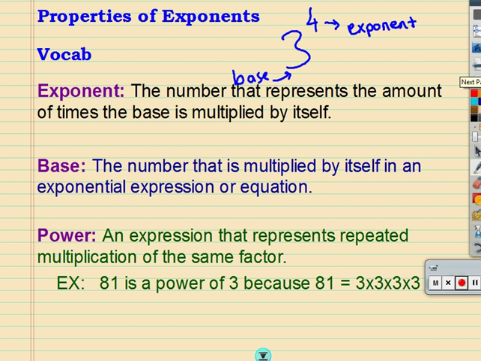Here's our vocab. We are looking into exponents, so the number on the bottom will be the base and the number on the top will be the exponent. Exponent tells us how many times we need to multiply the base by itself. A power is an expression that represents repeated multiplication of the same factor. 81 is a power of 3 because 81 consists of repeated multiplications of 3's.